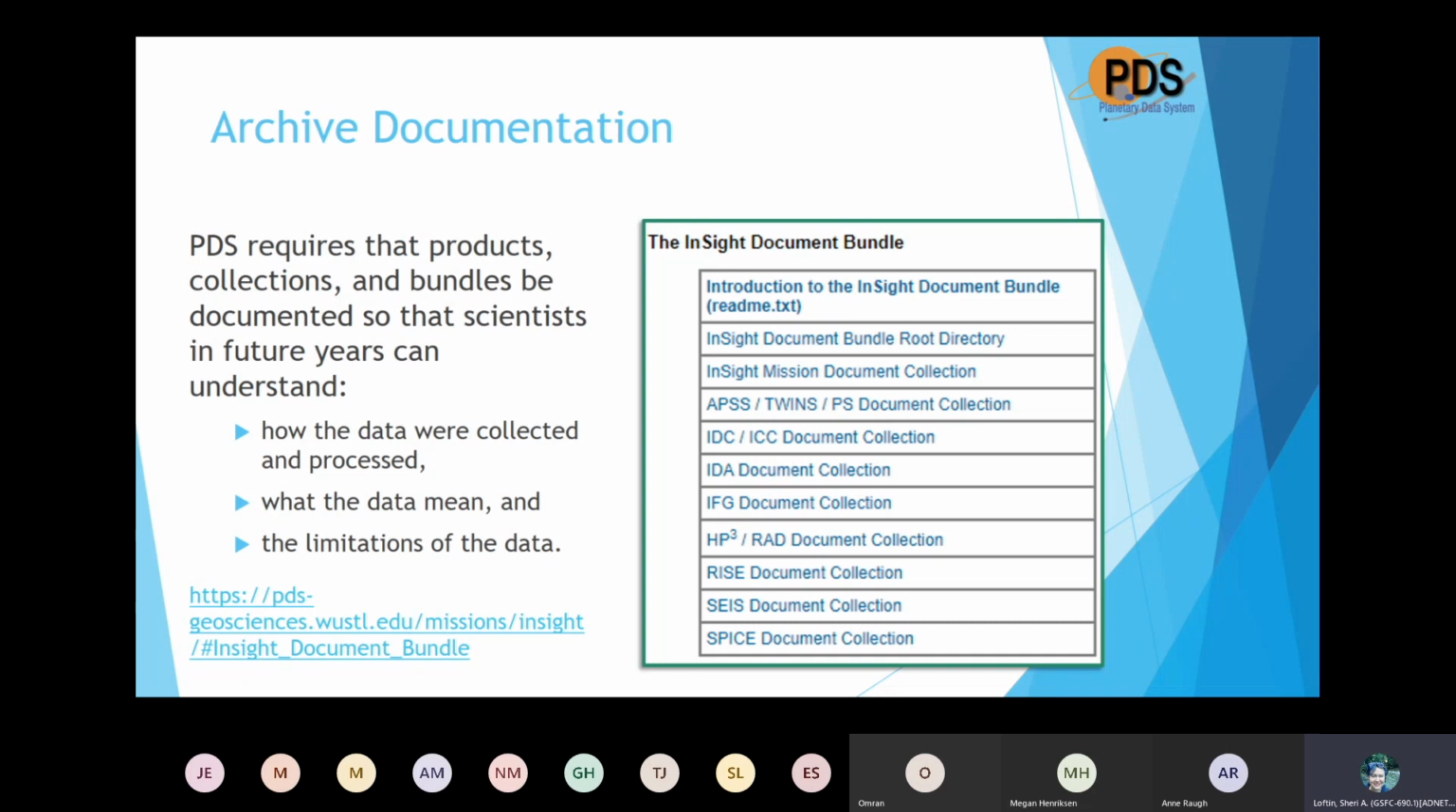We need to know about the target. We need to know about the method. All of these things need to be documented. And every document, remember, is also a product, so it will have a corresponding label file. Everything in PDS has a corresponding label file.